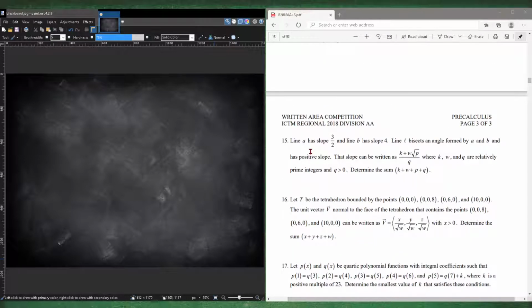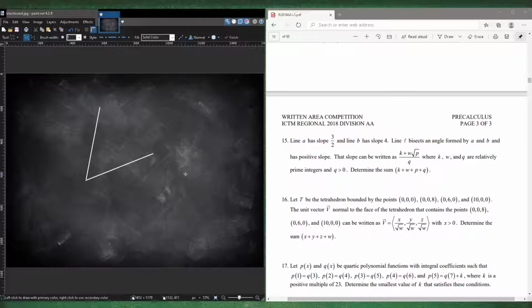Line A has slope 3/2 and line B has slope 4. Line L bisects an angle formed by A and B and has a positive slope. That slope can be rewritten as K plus W squared root P/Q, and then add the coefficients. So basically, we have a slope that's 3/2, so let's say something like this. And then we have a slope that's 4, so something like this.